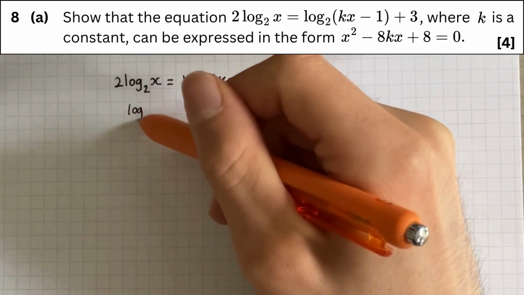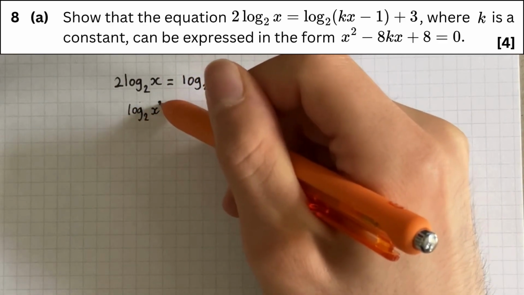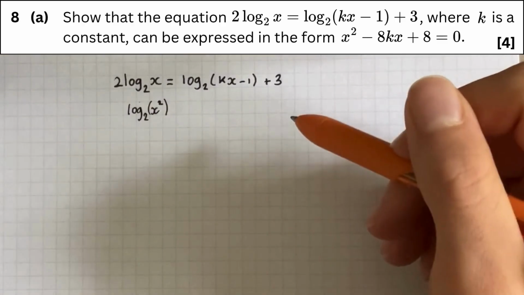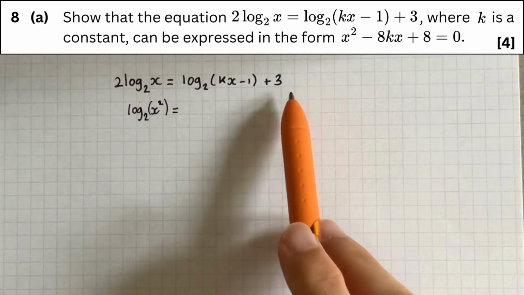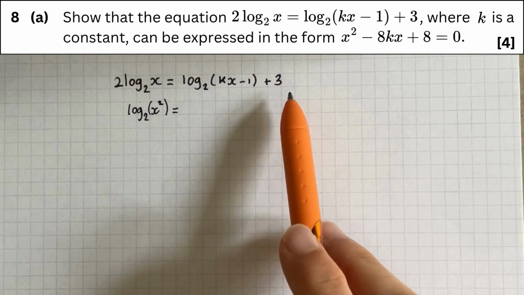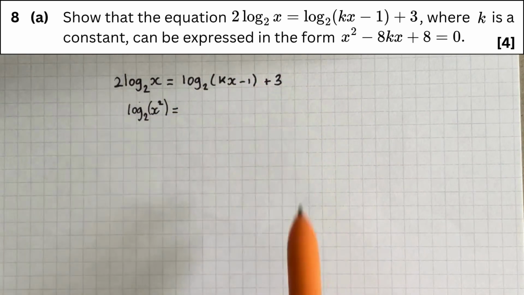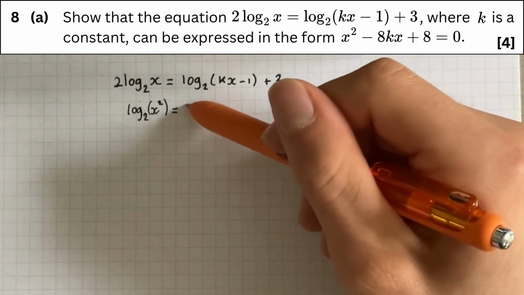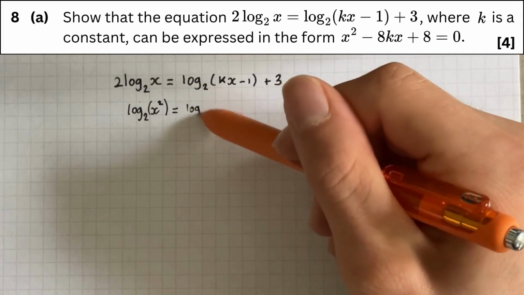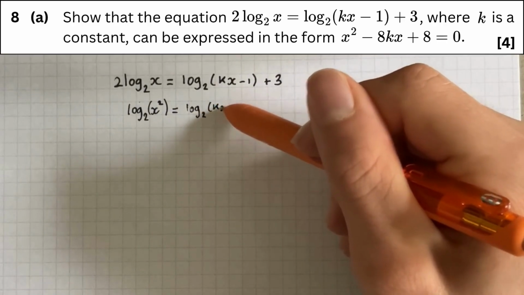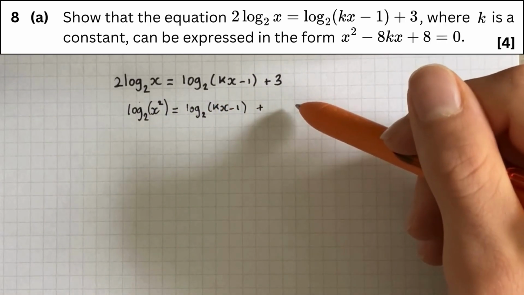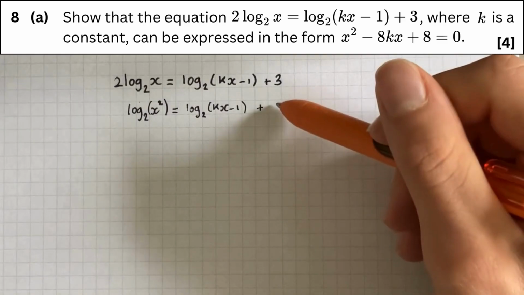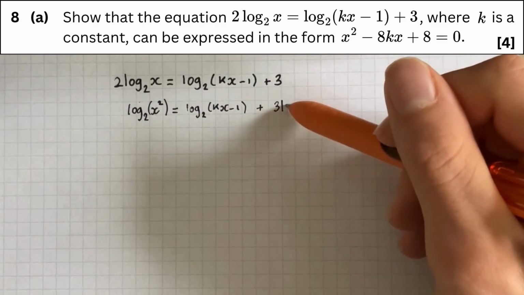We can bring the 2 up, so we can make it log base 2 of x squared. On the right, we want just a single logarithm, but that 3 is standing in our way. So we want to turn that 3 into a logarithm somehow. So this term is just going to stay the same. But the 3, we're going to write it as 3 times a logarithm. We're going to write it as 3 times log base 2 of 2.